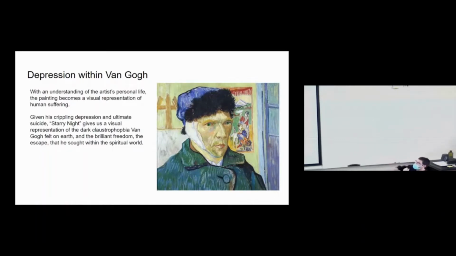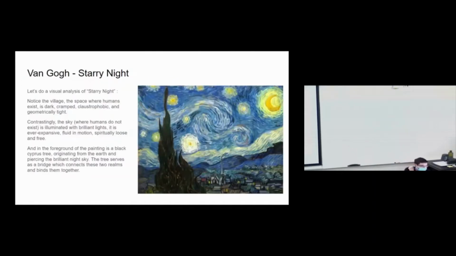And again, now that we know some about his personal life, Starry Night gives us a visual representation of the dark claustrophobia Van Gogh felt on Earth. And it also shows us the brilliant freedom and the escape that he sought within the spiritual world. So going back to the painting, it makes perfect sense why where humans inhabit is dark, cramped, claustrophobic, and the spiritual world would be warm, inviting, and free. This is because he is suicidal. And of course, the black cypress tree bridges the two realms. It represents death. It says that once you die, you can leave this realm and transfer yourself up to this one.